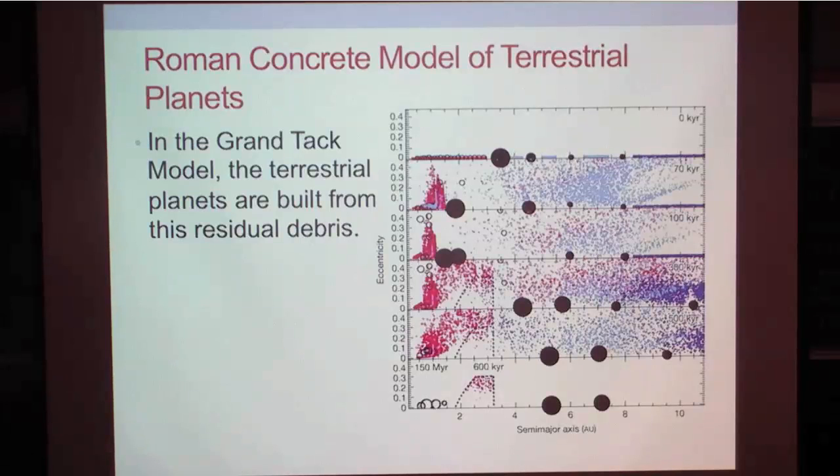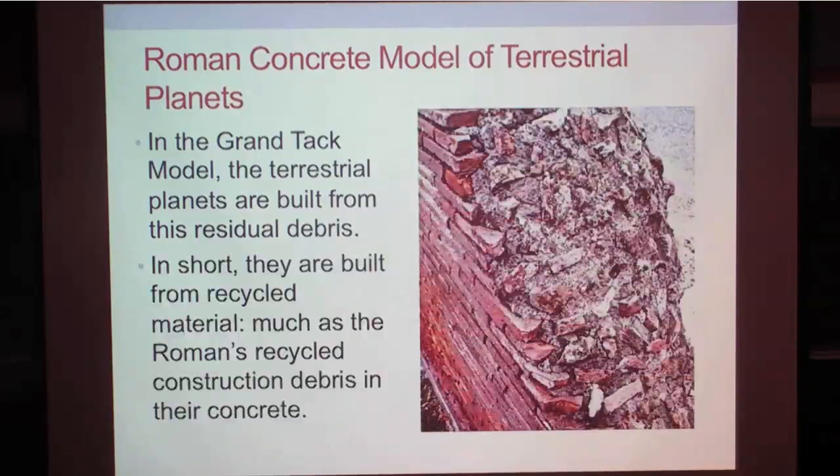Okay, so in this model, the terrestrial planets are then built from this residual debris. I like to think of this as a Roman concrete model of terrestrial planet formation, because the planets are built from recycled constructional debris, just as the Romans built their concrete walls out of, basically the aggregate was pretty much anything they could find.